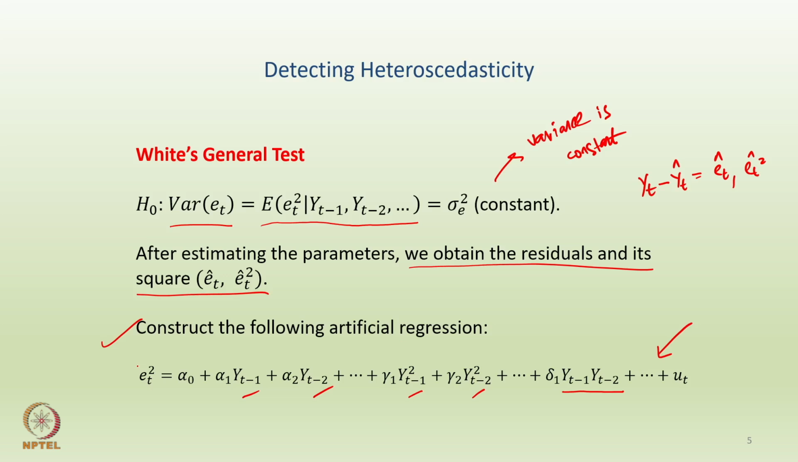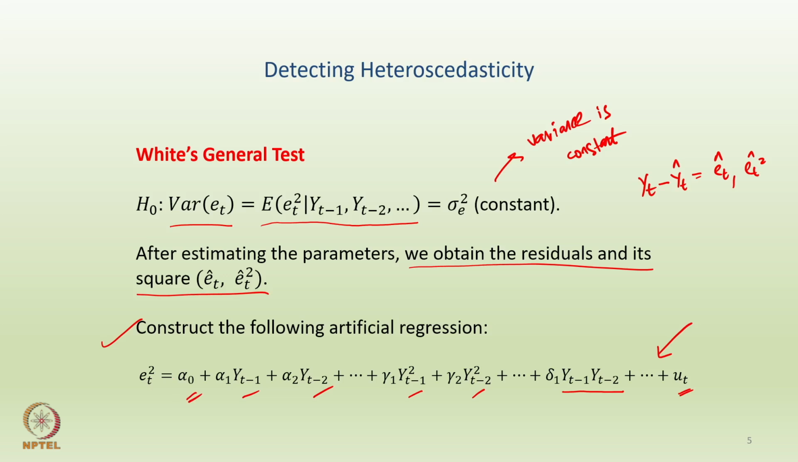So, in order to construct this artificial regression, we are assuming that Et square is a dependent variable, which depends on all these other values: yt minus 1, yt minus 2, yt minus 1 square, or for that matter all the interaction terms, yt minus 1 into yt minus 2, etc. And then lastly you have an error term as in any other regression model, and you have the intercept, alpha naught. And here alpha 1, alpha 2, gamma 1, gamma 2, delta 1 are all the unknown parameters.